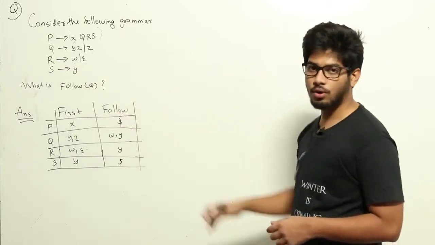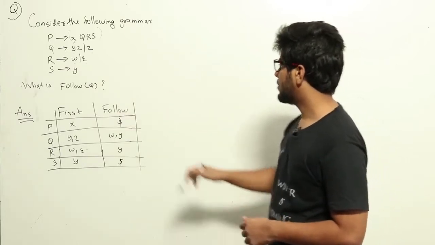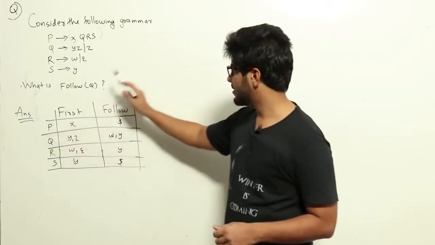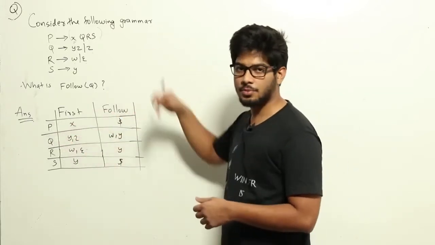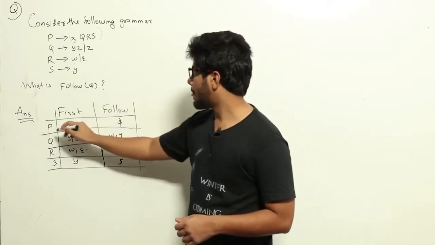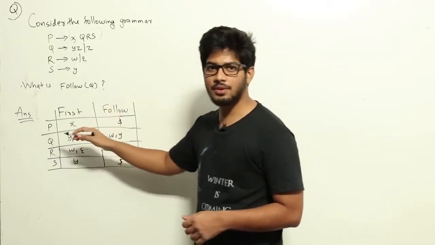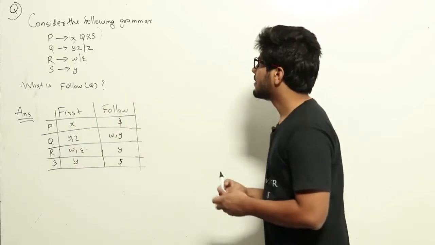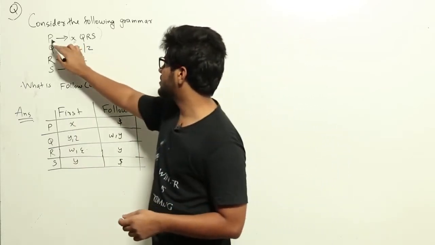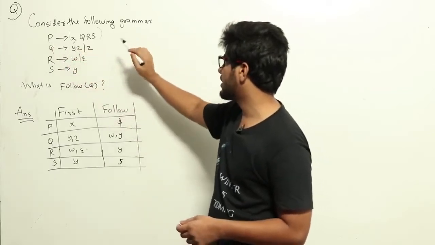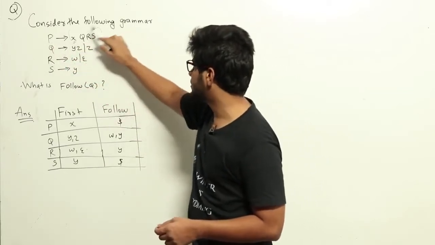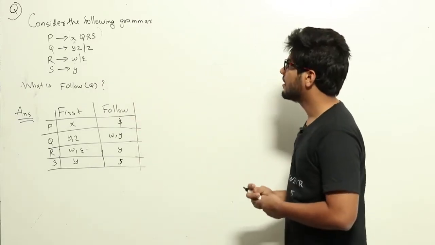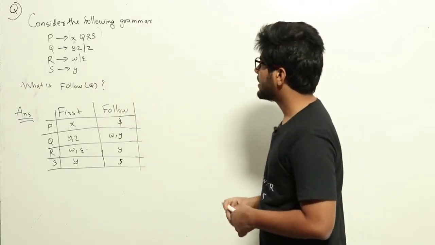Now we look at follow. To find follow, we need to find wherever this symbol appears in the right hand side of productions. The follow of the start symbol will always contain dollar to show that it's a terminating one. So P is the start symbol, and follow of P will have dollar here. P doesn't appear in the right side of any production, so we can just directly write dollar. That's the only terminal in the follow of P.